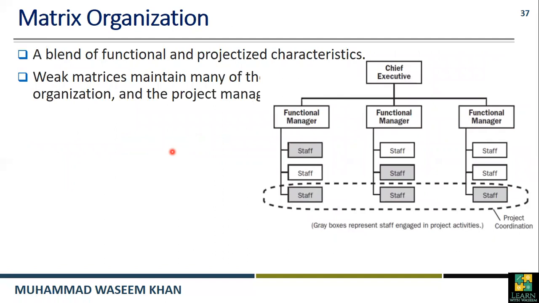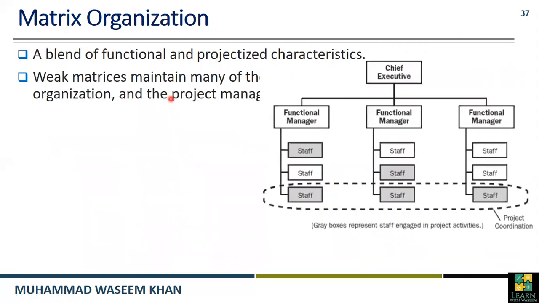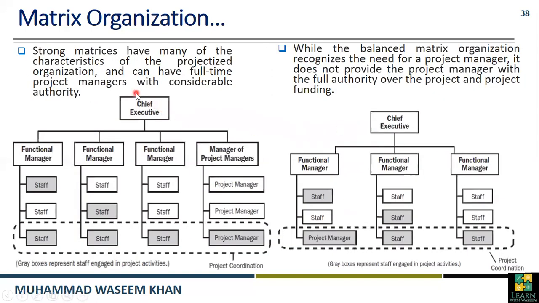And this is the matrix, which is the third type of organization structure. It is a blend, a mix of the functional and project types. So you can see here in this figure that it is a mix of the functional and projectized characteristics. Weak matrices maintain many of the characteristics of the functional organization. So in matrix organization, we can have three types: this is the weak matrix organization, this is the balanced, and the strong.